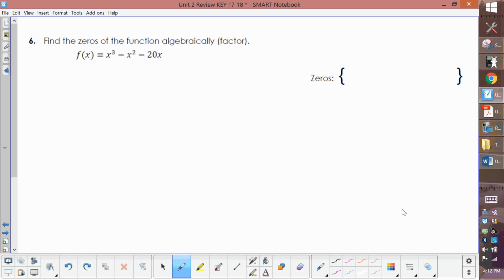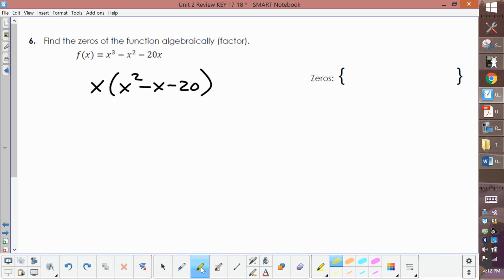All right, this is from Unit 2 review, question number 6. And I'm asked to algebraically find the zeros of this. And you'll notice that each one of these terms here has an x in it. So to make life a lot easier, I'm going to pull out an x. So if I pulled an x out, let's change the color there, I'd be left with x squared minus x minus 20.